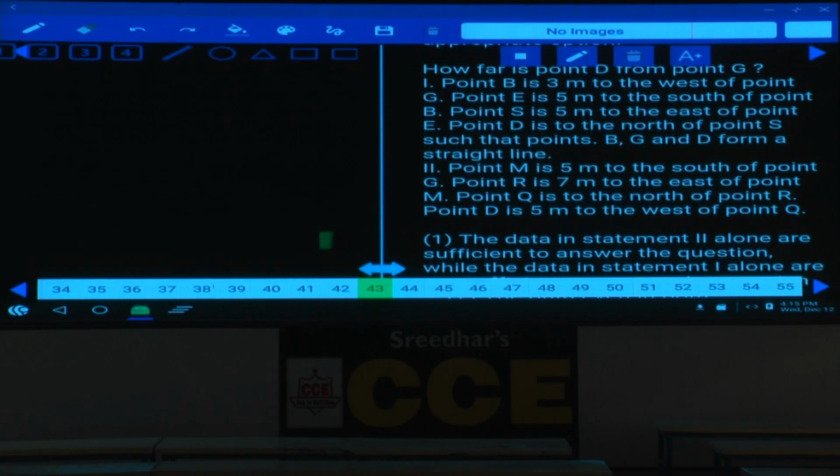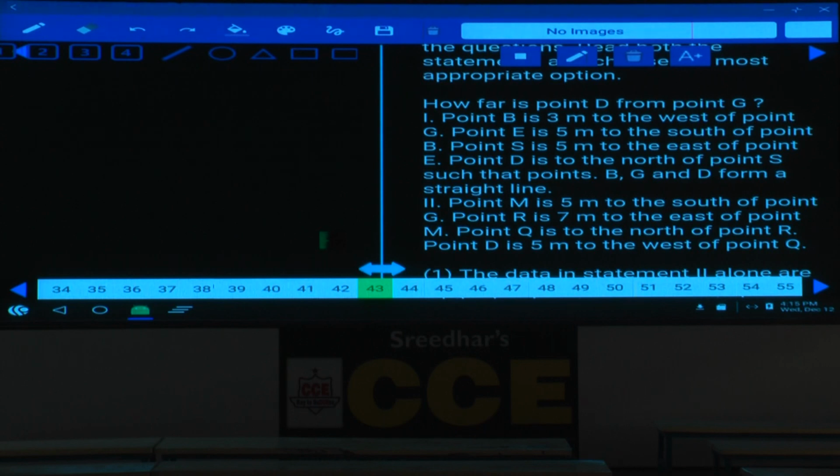Now in this question 43, how far is point D from point G? From point G, how far is this point D? Now B is 3 meters to the west of G. G is here and B is 3 meters to the west of G.